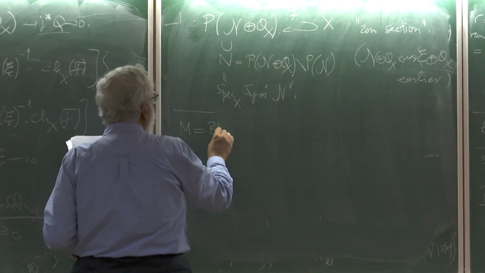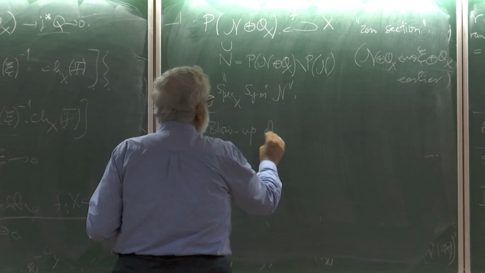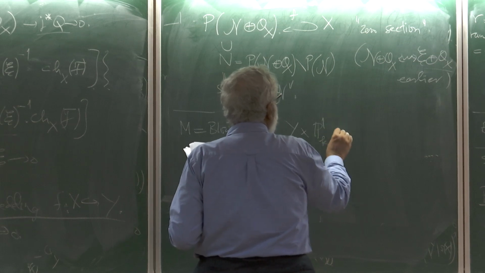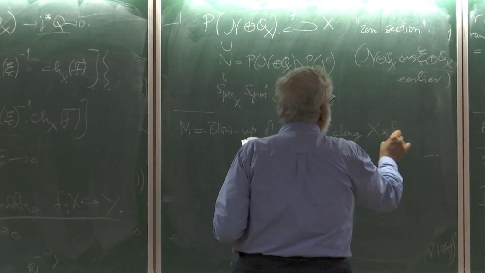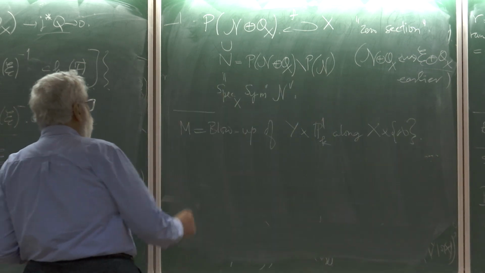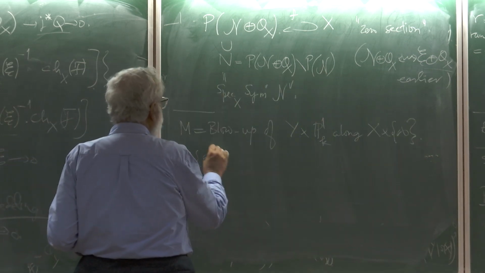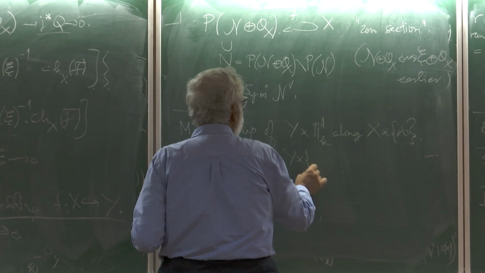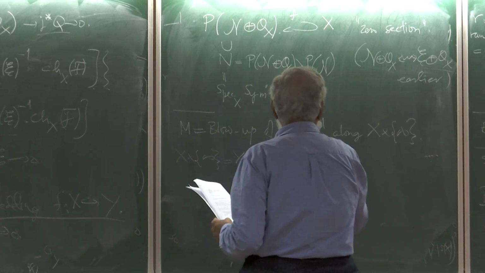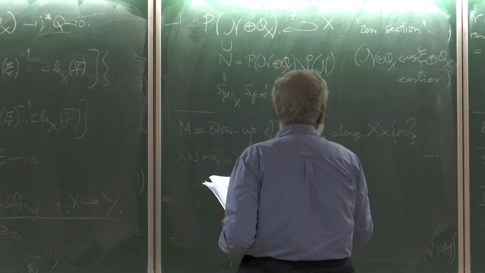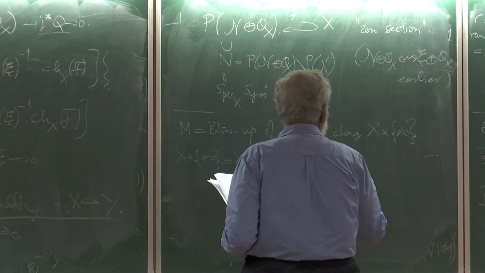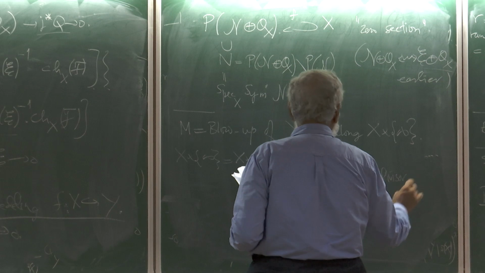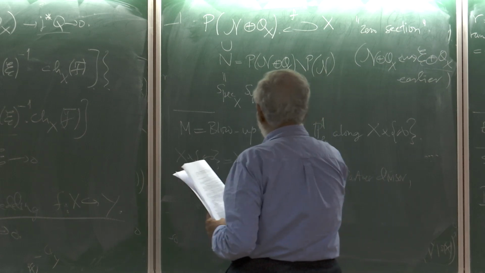M equals blow up of Y cross P1 along X cross infinity. And let's notice that X cross infinity is X cross P1 intersection Y cross infinity, where this is a smooth Cartier subvariety.